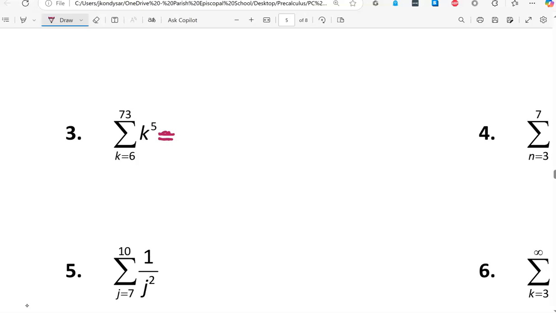So we're going to start with 6 to the 5th power, plus 7 to the 5th power, plus 8 to the 5th power, and then plus ... our ellipsis, and then plus, and now you can write the last term, which would be 73 to the 5th power.